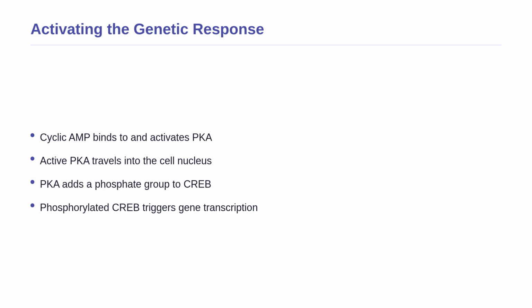This binding activates PKA, preparing it for action. The active PKA then travels deep into the cell, entering the nucleus. Here, it finds a transcription factor called CREB and adds a phosphate group to it. This phosphorylation activates CREB, allowing it to bind directly to the cell's DNA. Once bound, CREB triggers the transcription of specific target genes, completing the journey from an external signal to a genetic response.